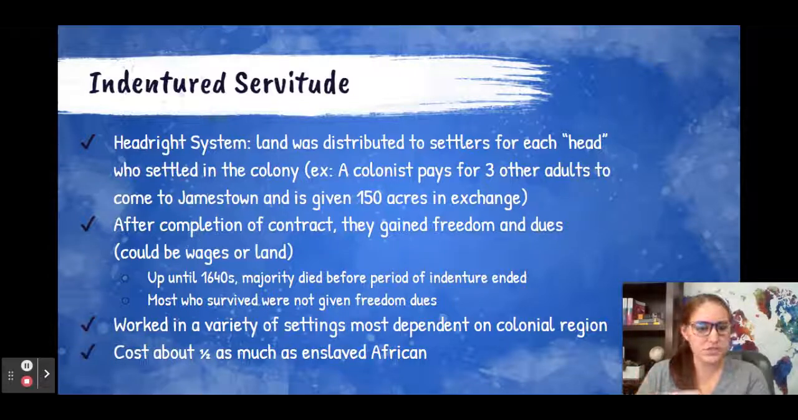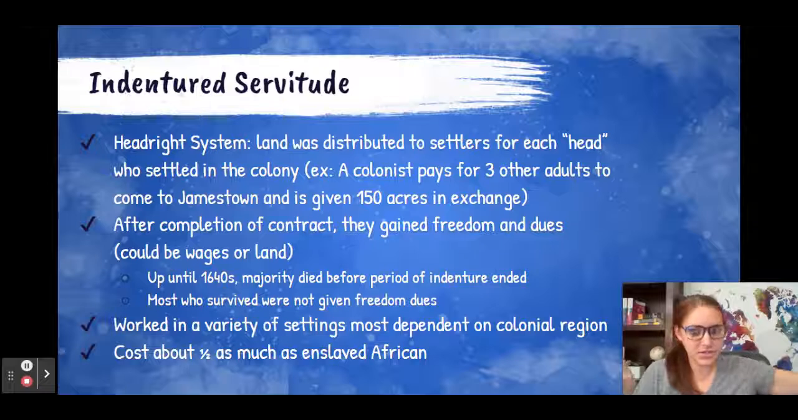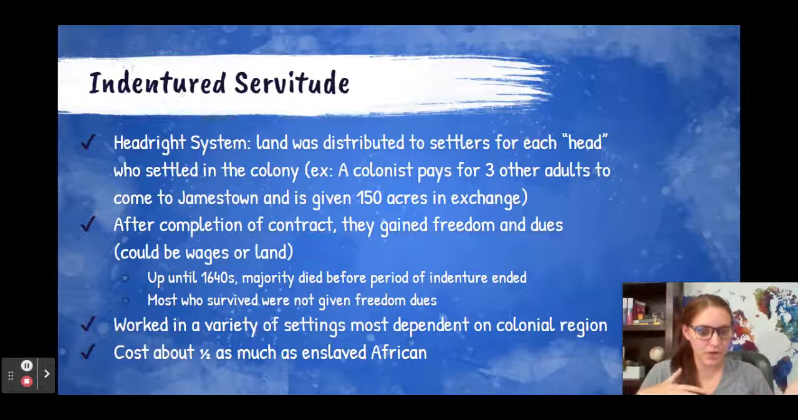This is where land would be distributed to settlers based on each head who settled in the colonies. So, for example, someone may pay for 3 other adults to come and be given 50 acres of land in exchange for paying for their passage. And then additionally, that person would get the free labor of those 3 people for a period of 4 to 7 years.